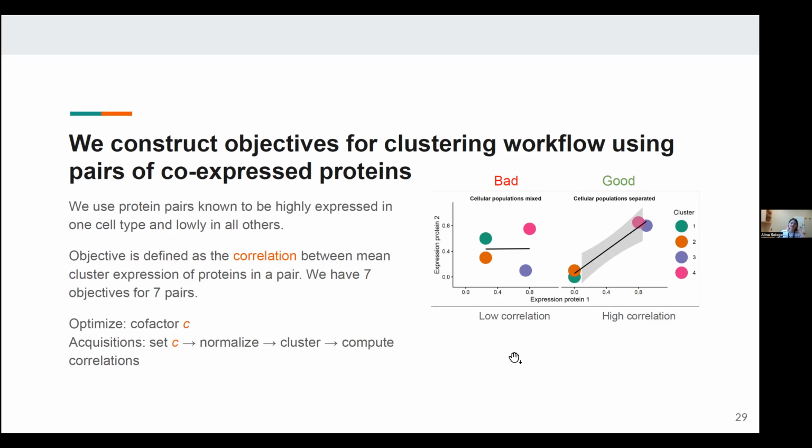So the optimization problem is that we want to optimize the cofactor C, and we make acquisitions as follows. We set C to a certain value, we normalize our data, we cluster our normalized data, and then we compute these correlations for our objective functions on the acquired clustering.